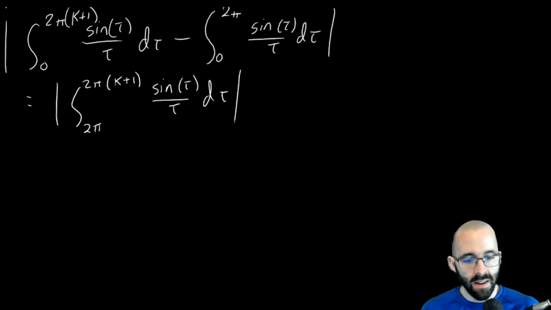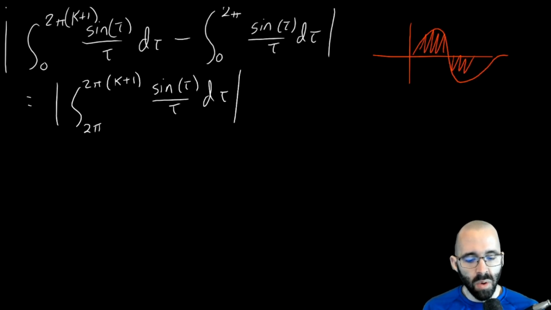How do we do that? Well, all we're saying is that if we have some function and we're finding the area up to one point and subtracting the area up to an earlier point, what's red minus blue? Well, red minus blue is just green. That's exactly what we're doing here. Properties of definite integrals.